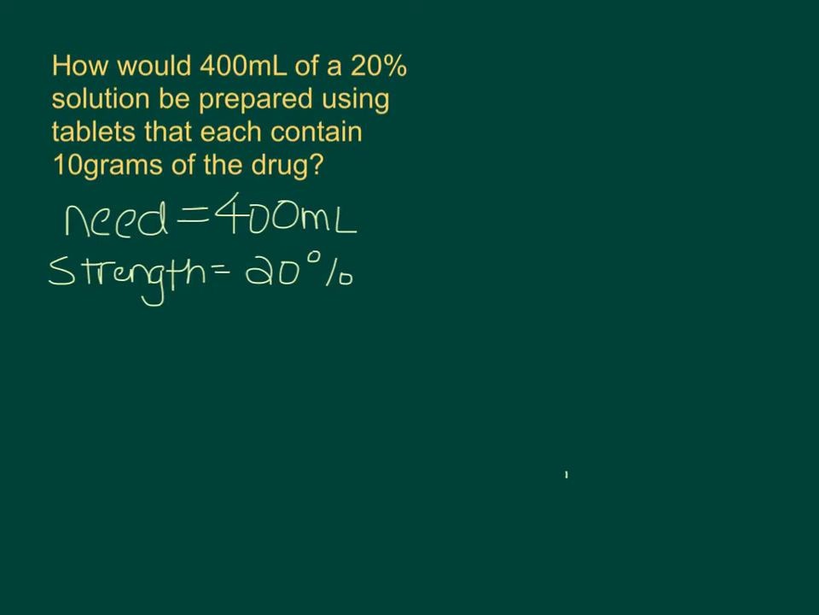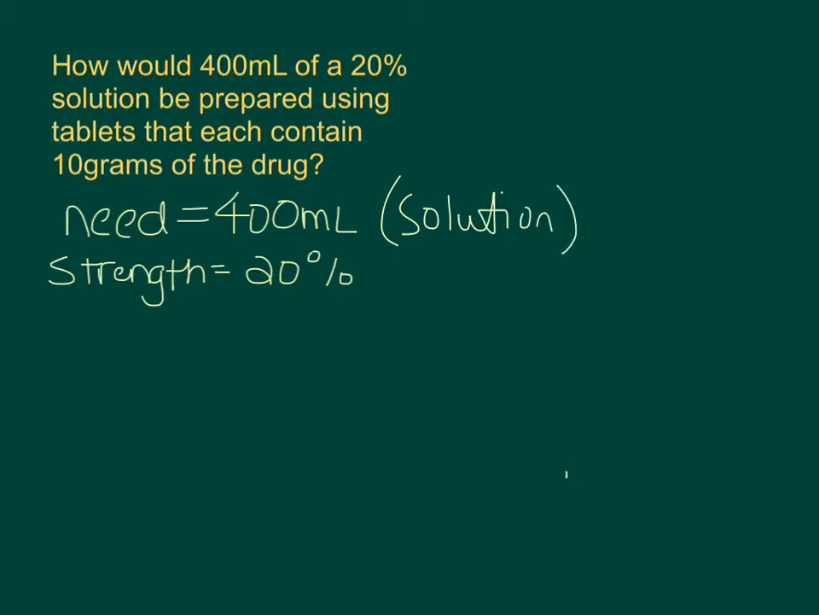So this is a question related to Chapter 8, Preparation of Solutions. How would 400 milliliters of a 20% solution be prepared using tablets that each contain 10 grams of the drug? So I always take inventory. I know I need to produce 400 milliliters, and that is our solution.